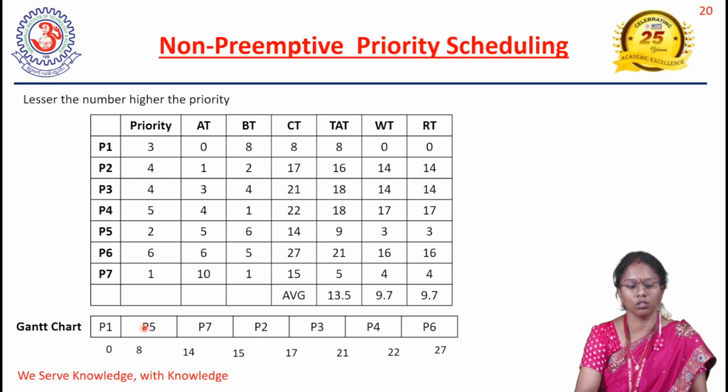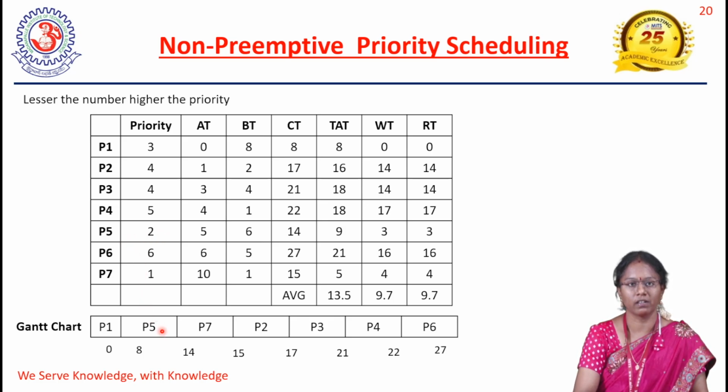next process. So for 8 seconds it will be executed. P1 is completed. At 8, has any other process arrived? Yes, at 8, P6, P5, P4, P3 and P2 have arrived. Among these processes, which has the highest priority? P5, which has 2. Less number means highest priority. Based upon this concept, we are taking the priority process.